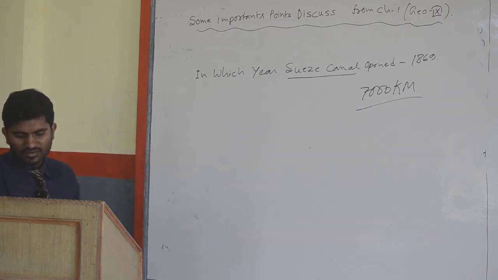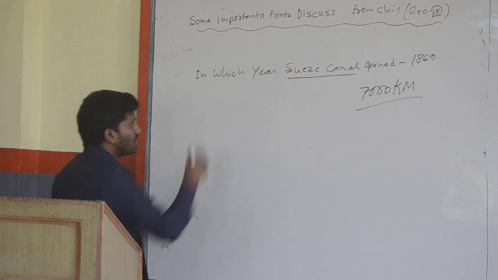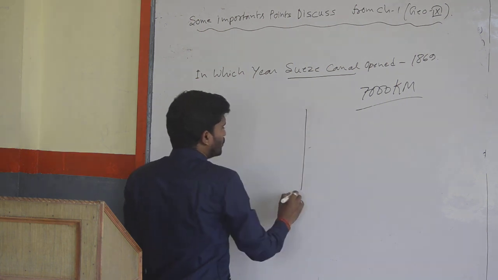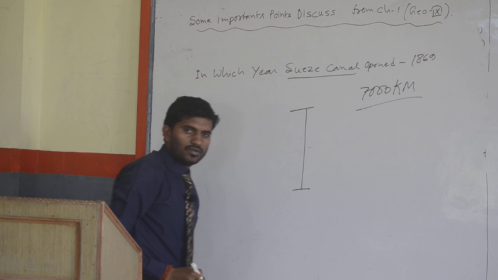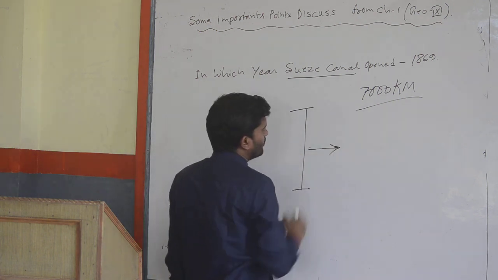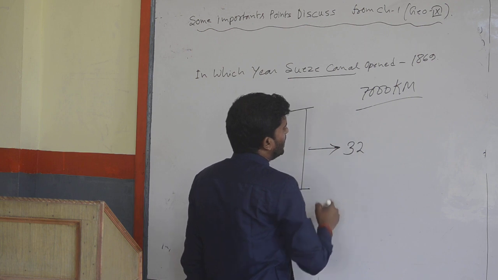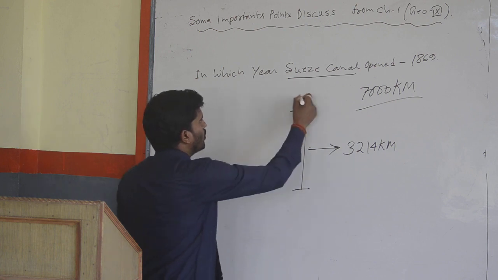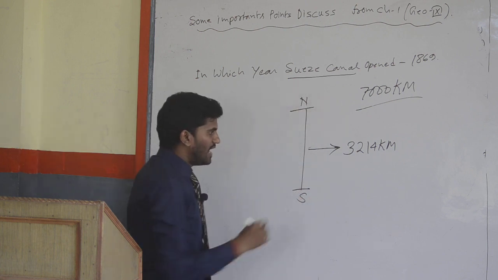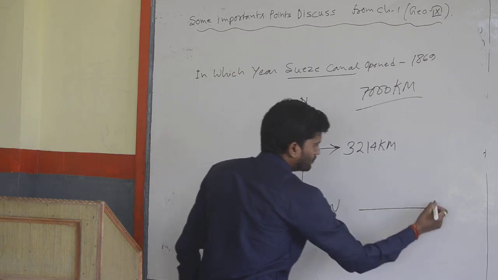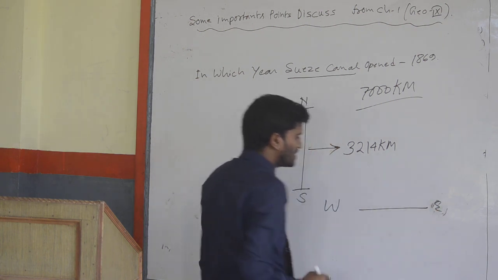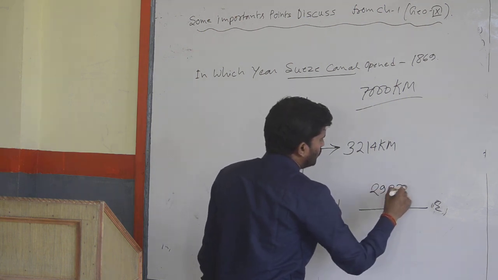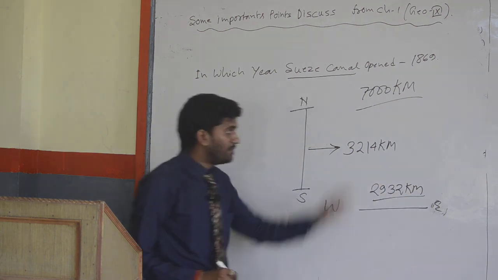What is the north-south distance of India? North-south distance, that means as in the previous class I discussed, from Jammu Kashmir to Kanyakumari, the total distance is 3,214 kilometers. Clear? From east to west, the total distance of India is 2,932 kilometers. Clear? Very important points.